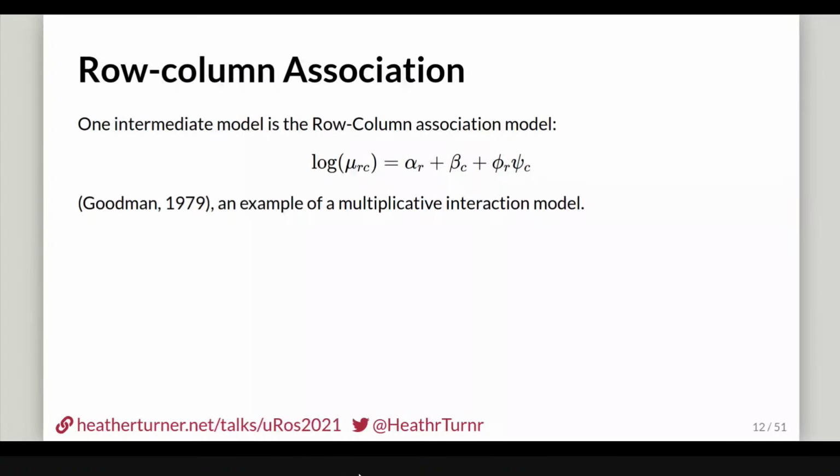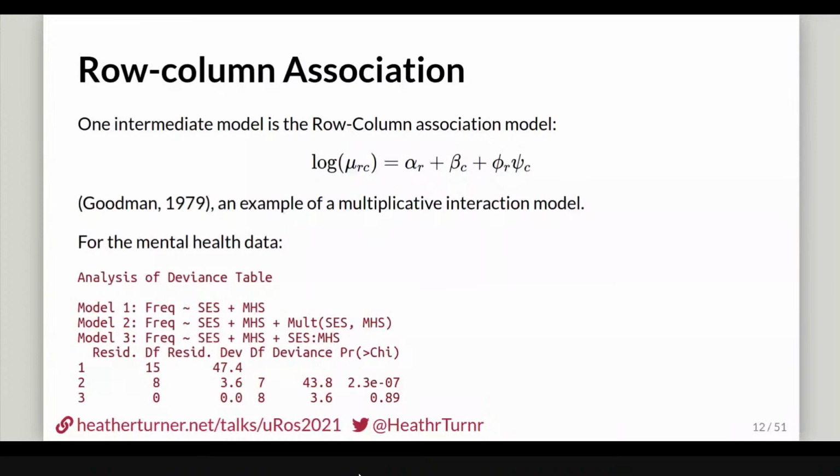So if we apply that to the mental health data, we've got three models then. The independence model at one end, if we add the multiplicative interaction, we find that it reduces the deviance by about 44 from a starting point of just under 48, with a reduction in degrees of freedom of 7. So that's a highly significant reduction in deviance. We've almost explained all the variation in the data.